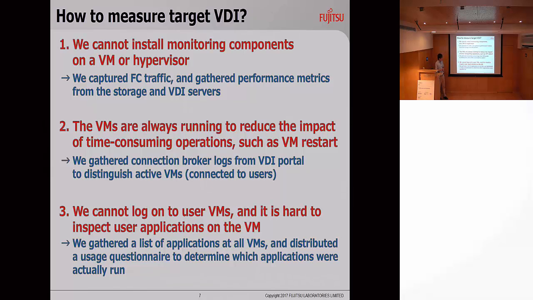The last constraint is that we cannot log on to user VMs, and it is hard to inspect the user applications on the VM. In order to overcome this constraint, we gathered a list of applications on all VMs and distributed a usage questionnaire to determine which applications are actually run.